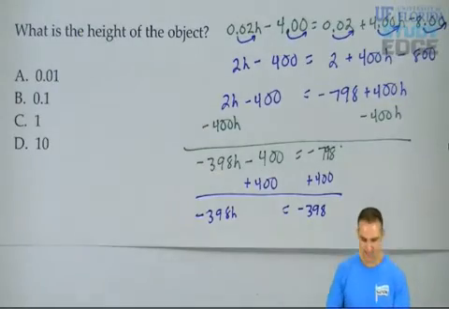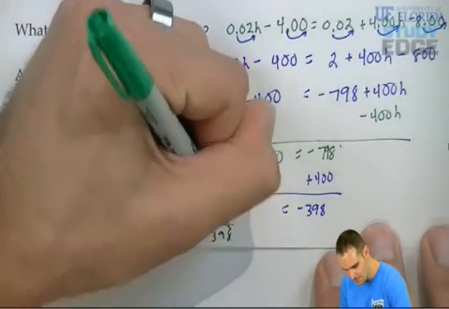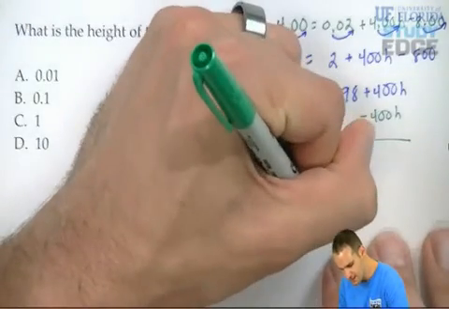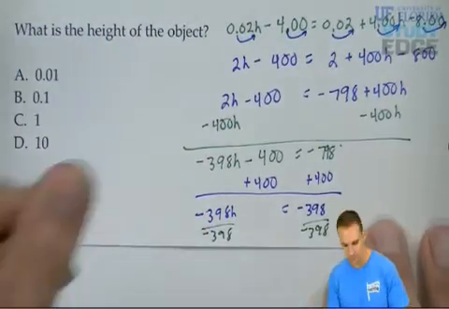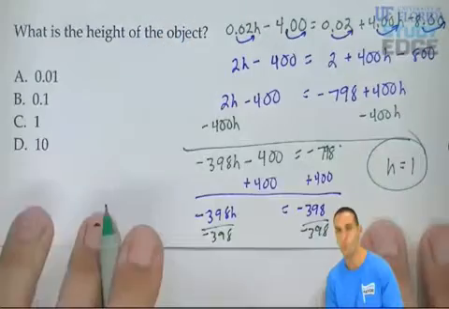And lastly, divide both sides. Well, that's kind of nice. Negative 398 divided by negative 398 will give you h equal to 1.